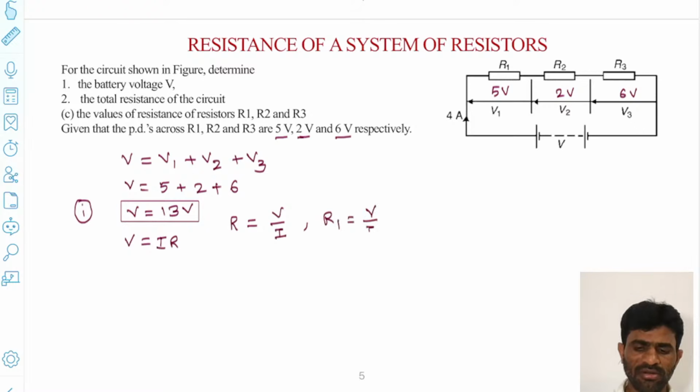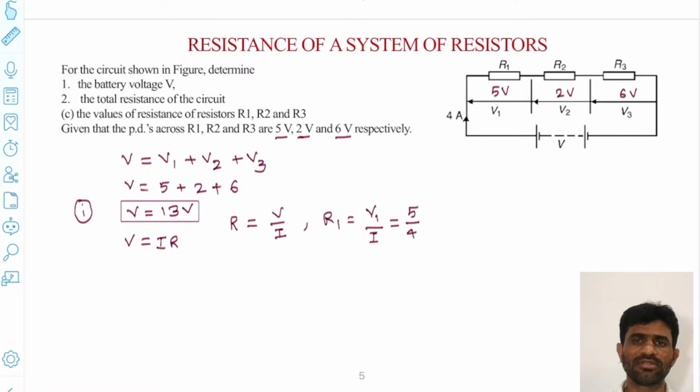Remember, R1 is equal to V1 by I because I is the same everywhere. So V1 by I, and that V1 is what? 5 volts. 5 by the current, which is what? 4 amperes. 5 by 4. So R1 is equal to 5 by 4.